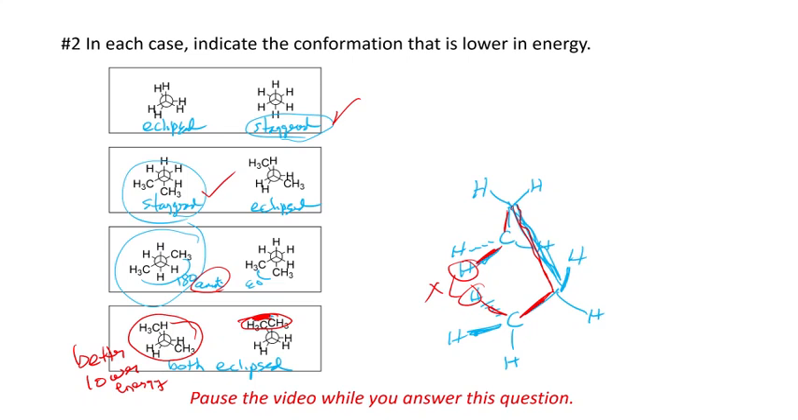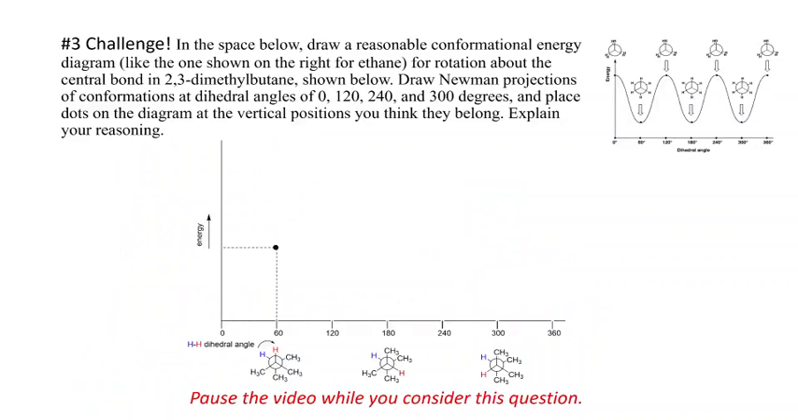And when they're both eclipsed, we don't want to ever see an interaction where there's a methyl-methyl interaction. That's very bad. Okay, number 3, here's a challenge. In the space below, draw a reasonable conformational energy diagram, like the one shown on the right for ethane, for rotation about the central bond in 2,3-dimethylbutane, shown below.